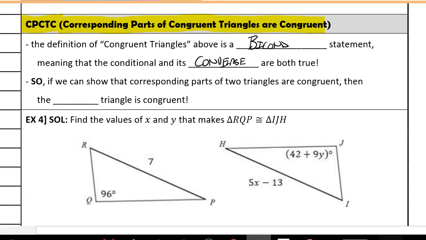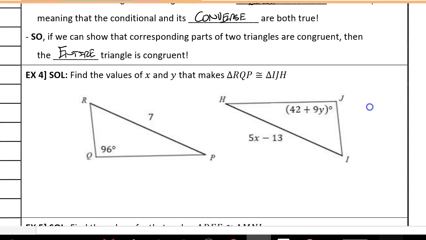So if we can show the corresponding parts of two triangles are congruent, then the entire triangle is also congruent. These are modeled after SOL questions. So given two triangles, I want to find the values of x and y that show that the two triangles, triangle RQP and triangle IJH, are congruent. So from this congruency statement, I can start matching up corresponding sides and corresponding angles.